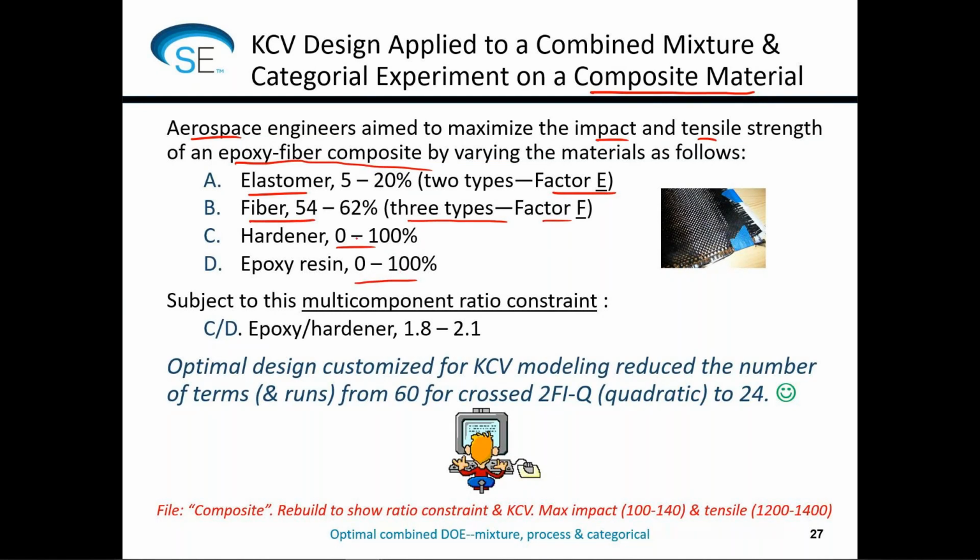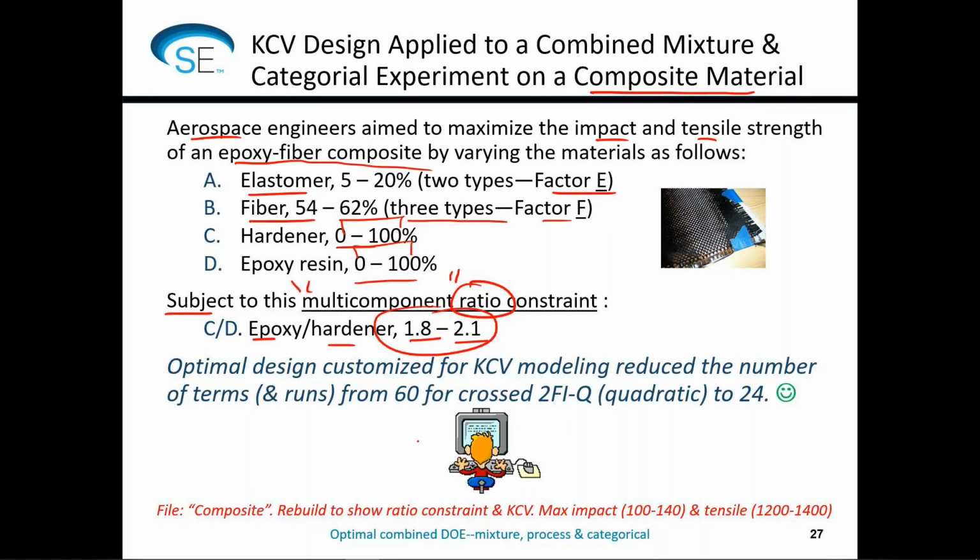Now, these are not going to go from 0 to 100%, but we enter it in that way to start with, and then we subject this C and D combination to what's called a multi-component constraint, and we do this in the form of a ratio. And as a chemical engineer, I can tell you that this is very common thinking that we get from the chemists as we go into these experiments, and they're going to say that the stoichiometry of these ingredients has to be kept within certain ranges, and that's really when they say stoichiometry, the ratio. In this case, we want to make sure that we never go outside of this range of C to D, which is epoxy to hardener, of 1.8 to 2.1.